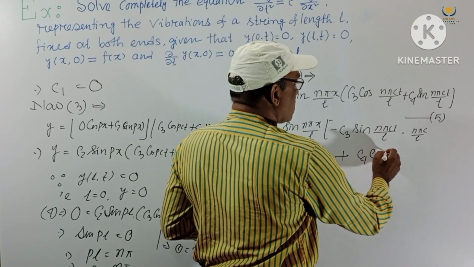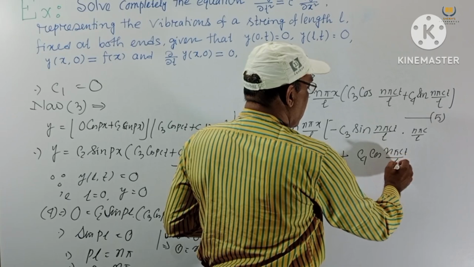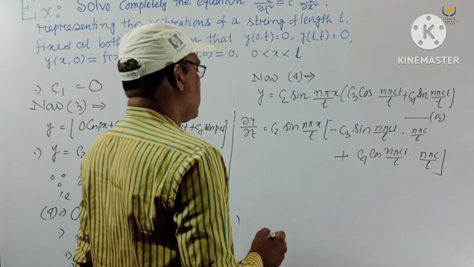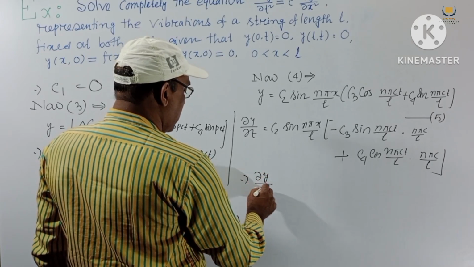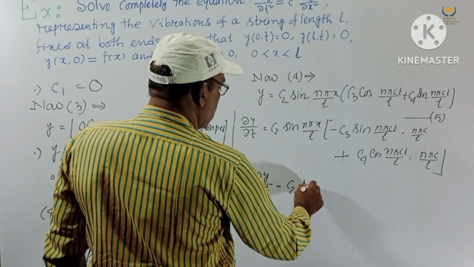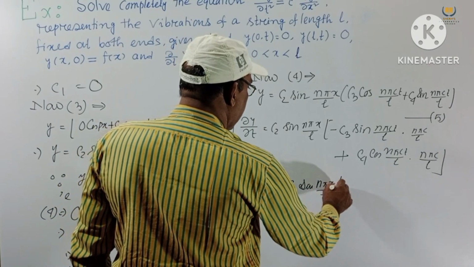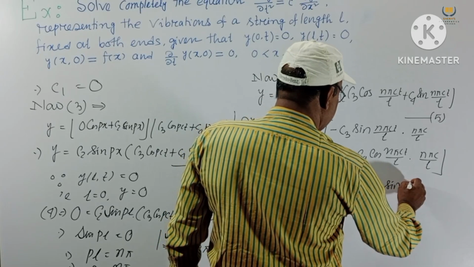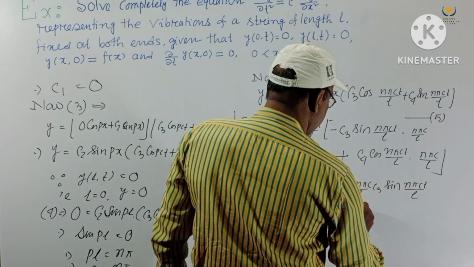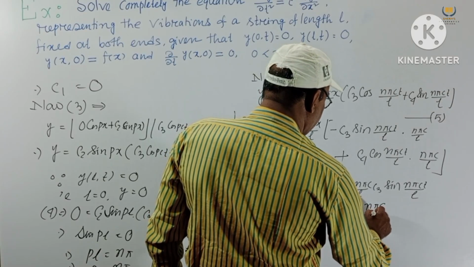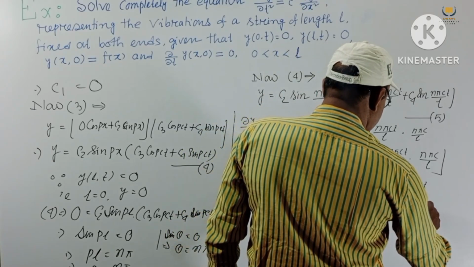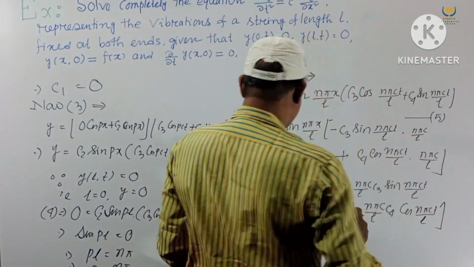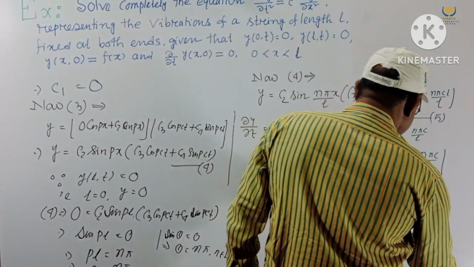d/dx of cos, sin means cos(nπct/L), and using the same rule, we get nπc/L. This implies ∂y/∂t = C2 sin(nπx/L) [−(nπc/L) C3 sin(nπct/L) + (nπc/L) C4 cos(nπct/L)]. We get this by differentiating with respect to t. This is equation number 6 we consider.